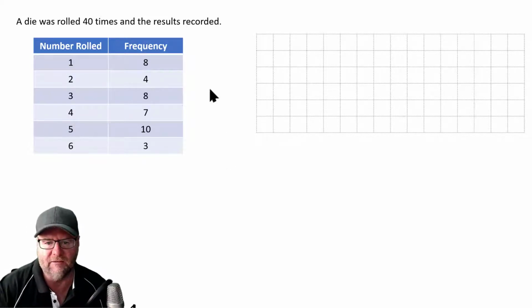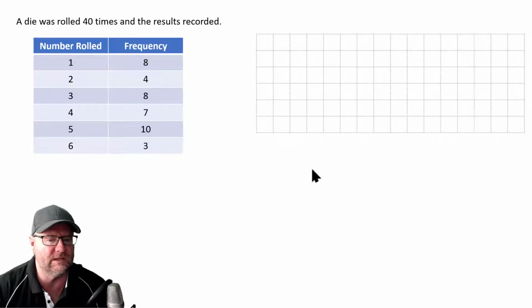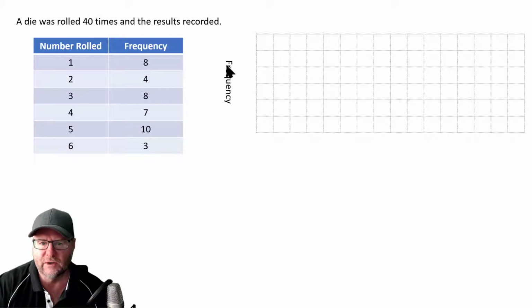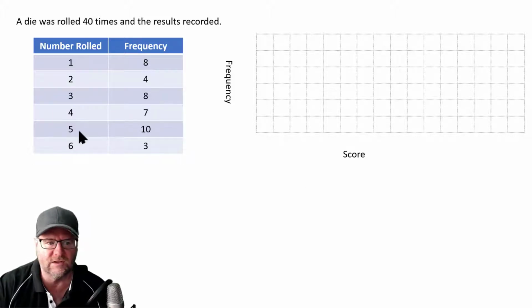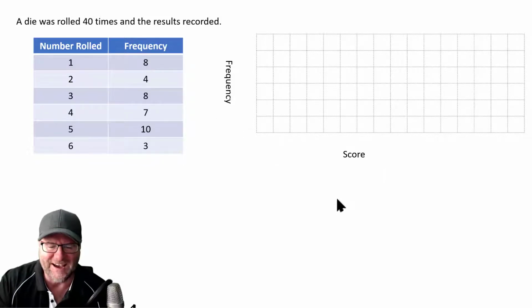Let's say we've got some graph paper. What goes on a column chart? Now, when we're recording frequencies, it's really important: we always put the frequencies up on the left-hand side, going vertically. And across the bottom is where we put our scores, and that's what these numbers represent. The score of 1 happened 8 times. It has a frequency of 8. So frequency goes up the left, scores go across the bottom.